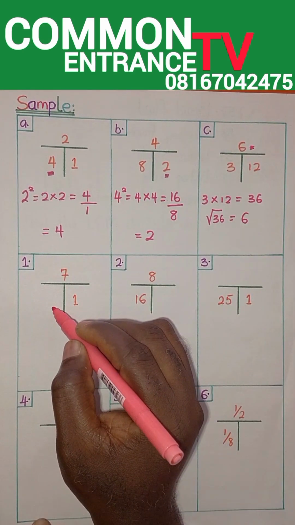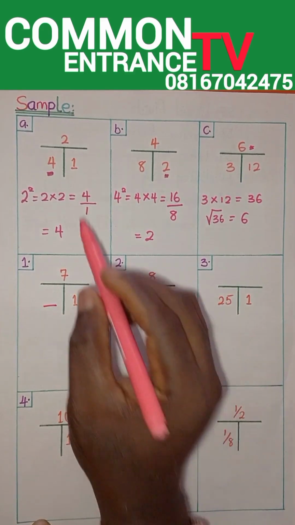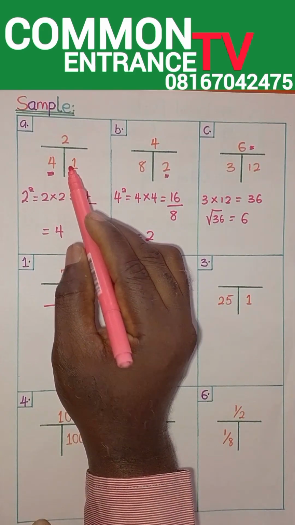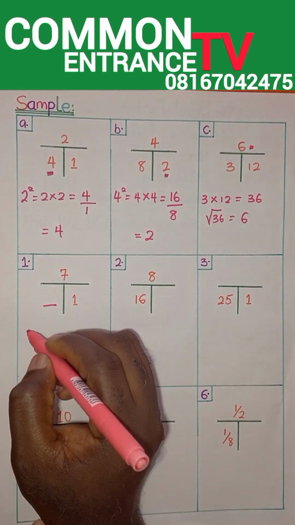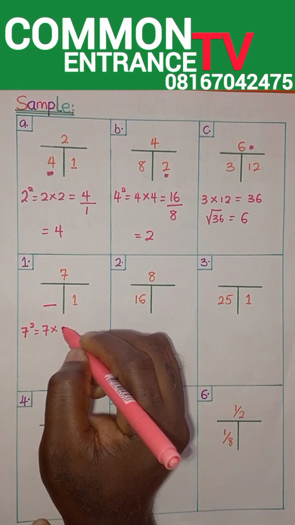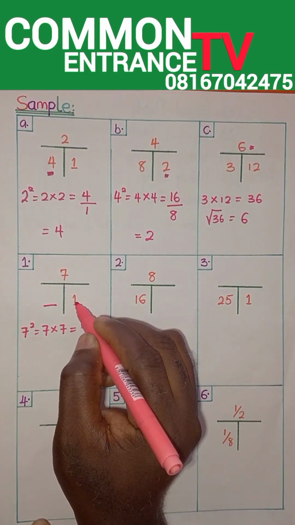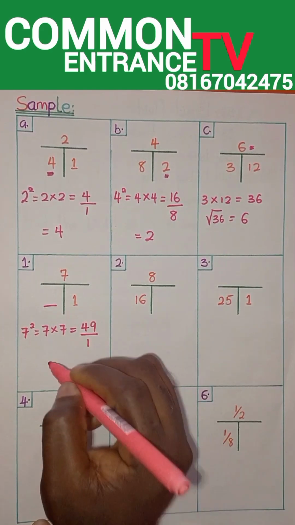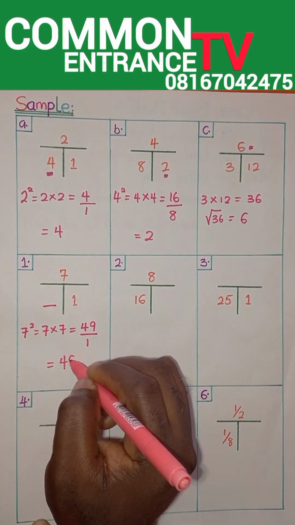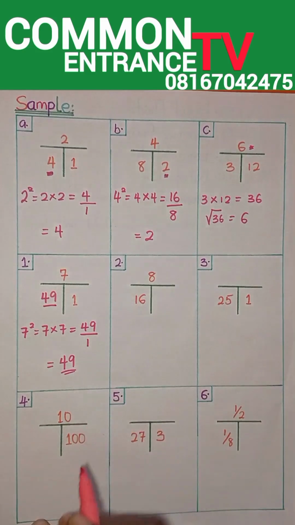Now, this value here is missing. So what do we do? We treat the question as in this sample. So we'll find the square of 7, which is 7 times 7. That will give us 49. And then divide by this value here. 49 divided by 1 will give us 49 still. So our answer here should be 49.